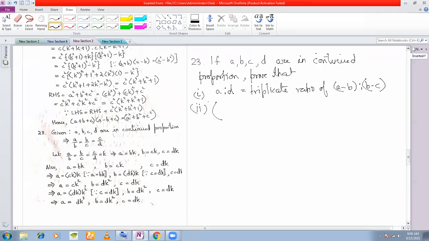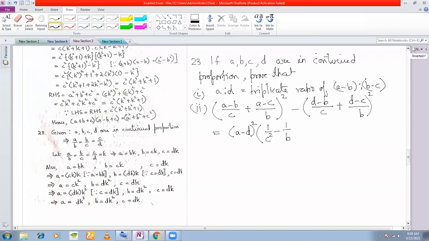the big one actually, A minus B by C plus A minus C by B, whole square minus D minus B by C plus D minus C by B, whole square is equal to A minus D whole square times 1 by C square minus 1 by B square. Right? This is what you need to show.